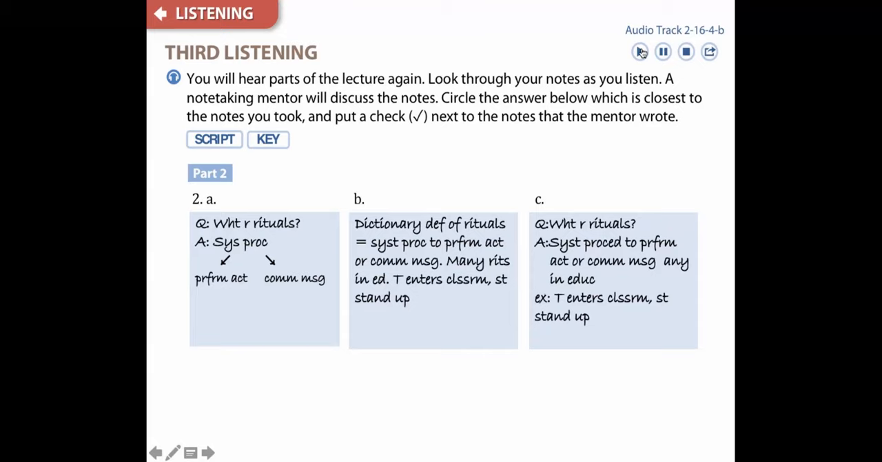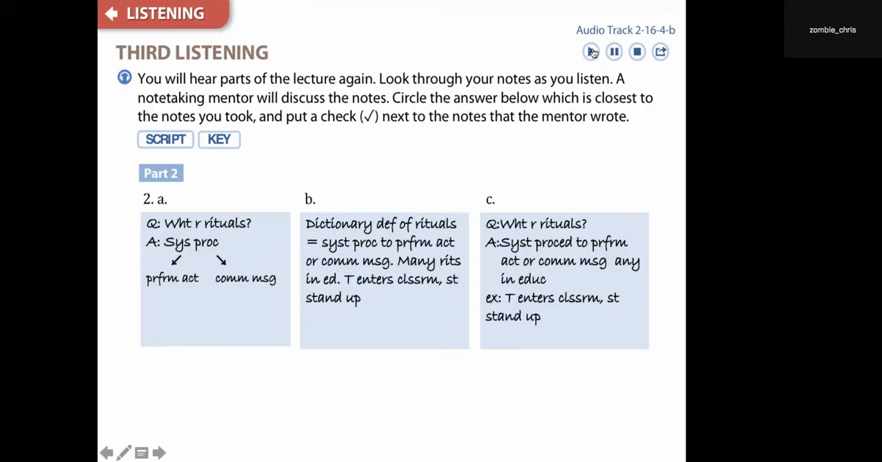In B, the fact that rituals are a main point in the lecture gets lost. And in B, it is not visually clear that standing up when a teacher comes in the room is an example of a ritual. No example is given in A. Including the example, as in C, makes the somewhat technical definition of rituals easier to understand. The notes in C are mine.